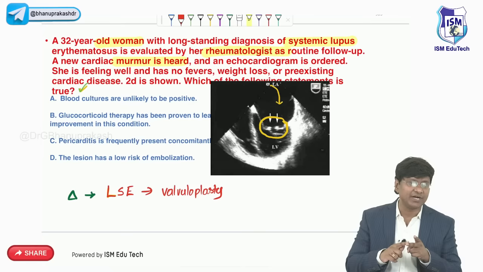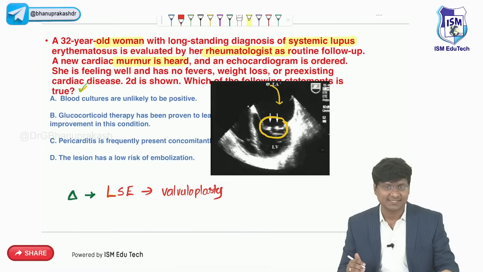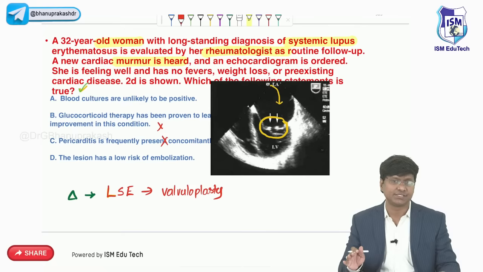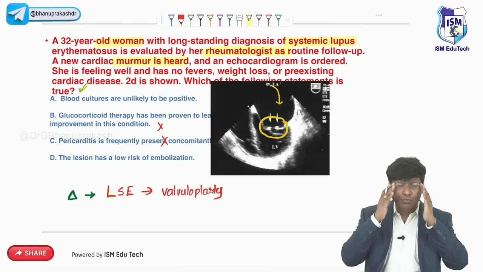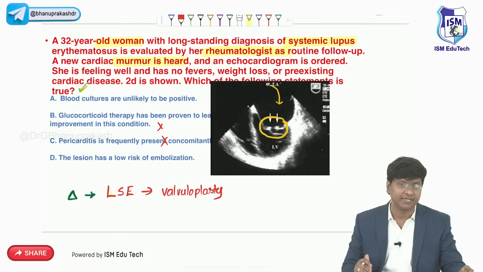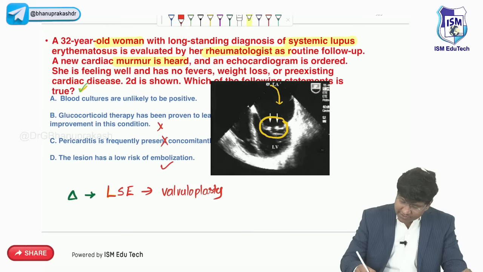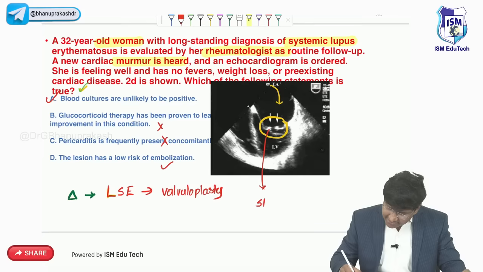For pericarditis and myocarditis, we give glucocorticoid therapy. But for endocarditis, you need to do valvuloplasty. And so your second option is wrong. And pericarditis is not always a concomitant feature. Whereas if you take the most commonly affected layer, pericarditis is the most common manifestation in cardiac involvement, but it is not always associated with the endocarditis. And these individuals have risk of embolization, right? And what vegetations are these? These are sterile vegetations. So that is the reason why blood cultures are unlikely to be positive.